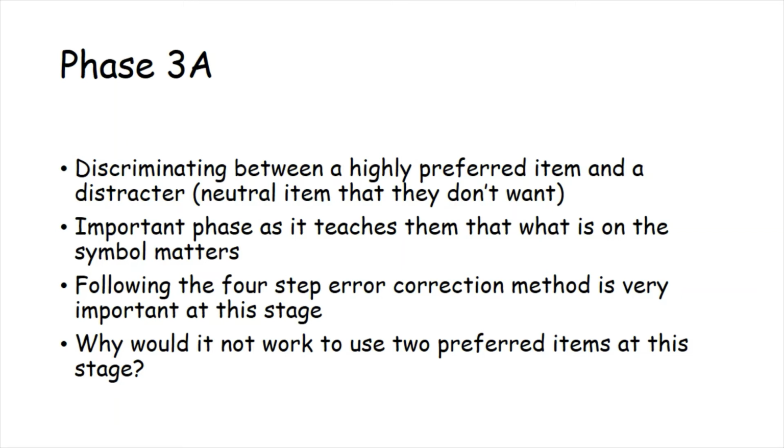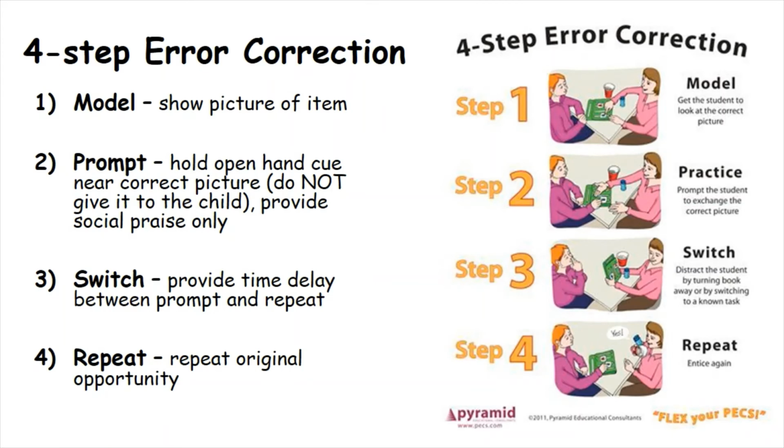As I've said, it doesn't work to use 2 preferred items at this stage because you don't know what the right answer is, and if both are preferred, it doesn't matter to them which one they choose. So, 4-step error correction. This is what it looks like. So first, you model. They've given you the wrong picture, they've rejected the thing that they've chosen, and you model. You point to the picture and get them to look at it because that's the right one. You prompt, so you hold out your hand as a cue for them to give you the symbol.